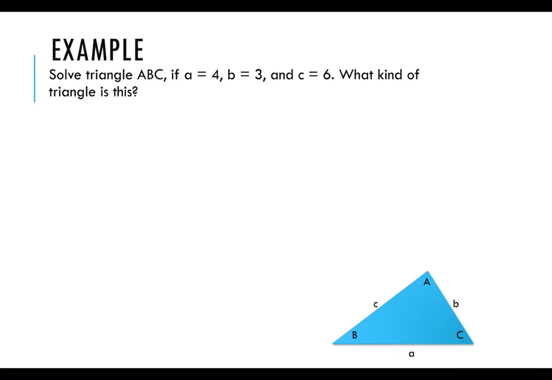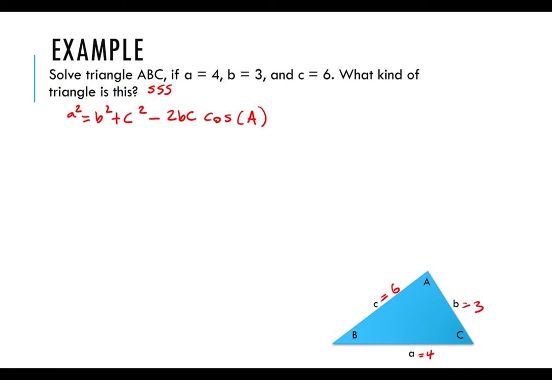We want to solve triangle ABC if side A is 4, if side B is 3, and side C is 6. First off, what kind of triangle is this? Well, notice that this is a side-side-side triangle. That is the information that's given. So at this point, we just need to find one of our angles. If I want to find angle A, I've just chosen that one. It doesn't really matter. Then remember that the law of cosines is a squared is equal to b squared plus c squared minus 2bc times the cosine of this angle opposite that odd man out over there. So cosine of angle A.